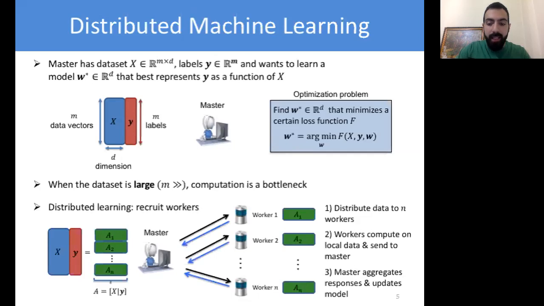The master then aggregates the received computations and updates the model. This can happen through several iterations, for instance, if the master is running an iterative machine learning algorithm such as gradient descent.